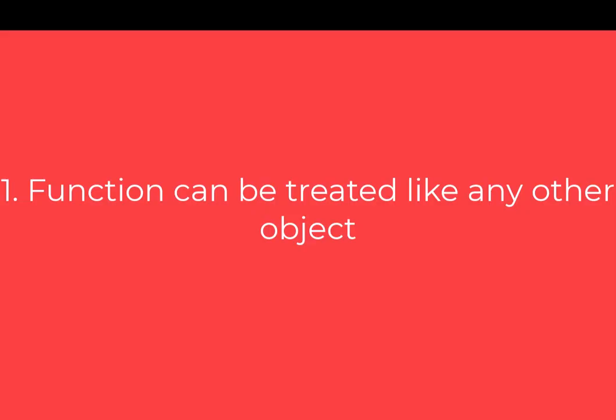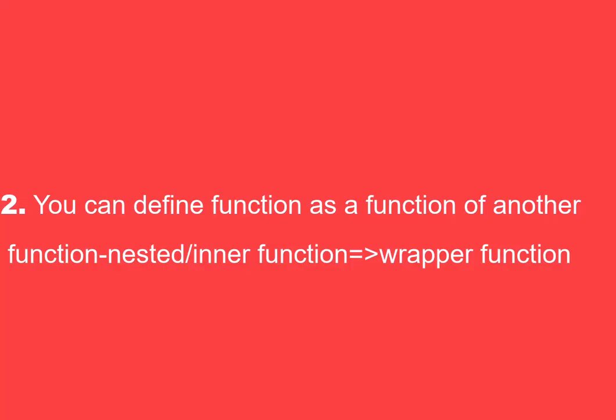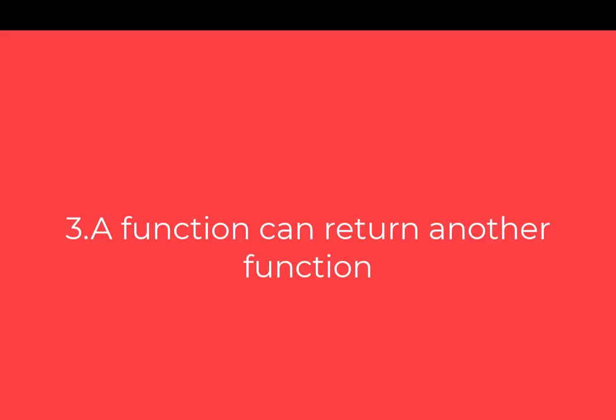In practice, we will see how it works, but to understand how it works, first we need to grasp the following fundamental concepts. First, functions can be treated like any other objects. If so, these functions can be passed as arguments to functions. Second, we can define functions inside other functions as nested or inner functions, collectively wrapper functions. Third, a function can return another function too.